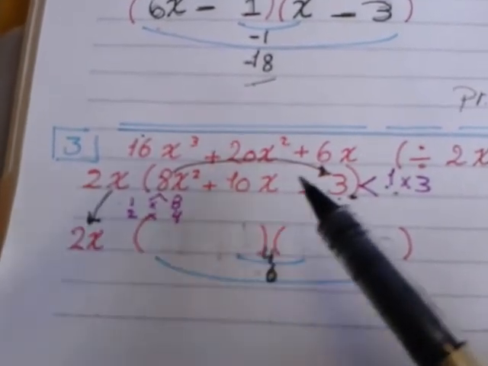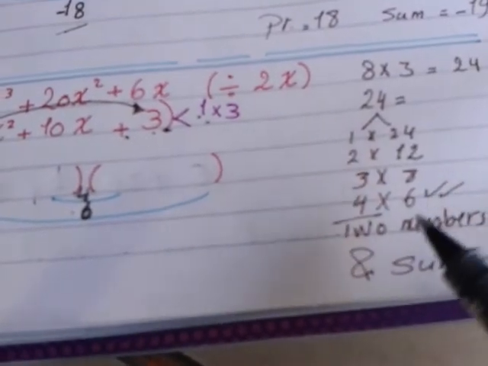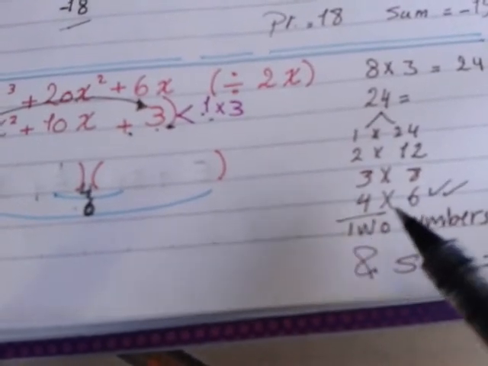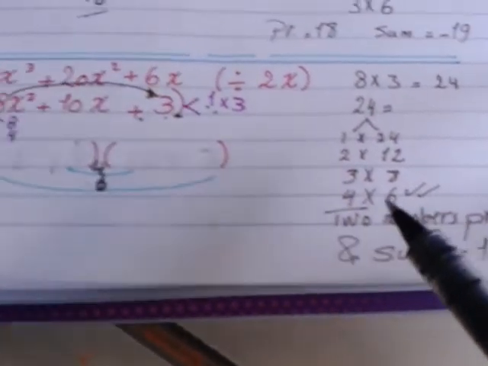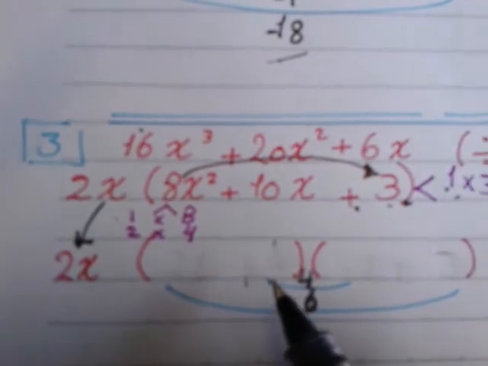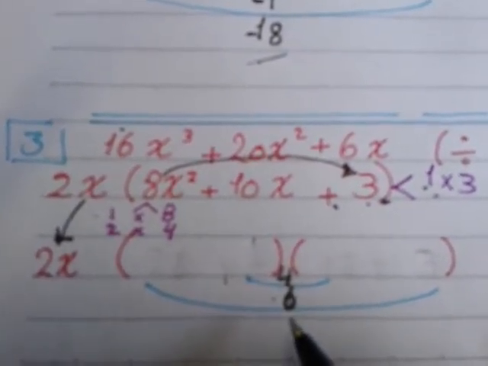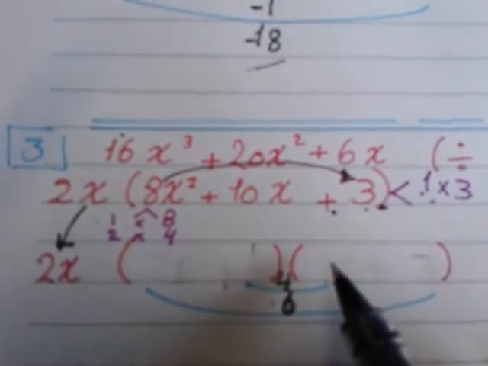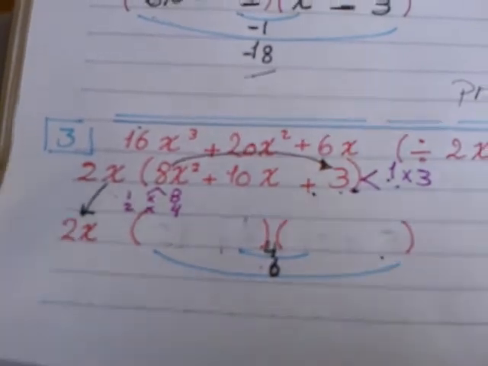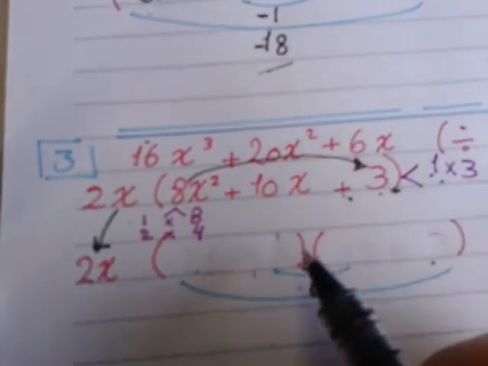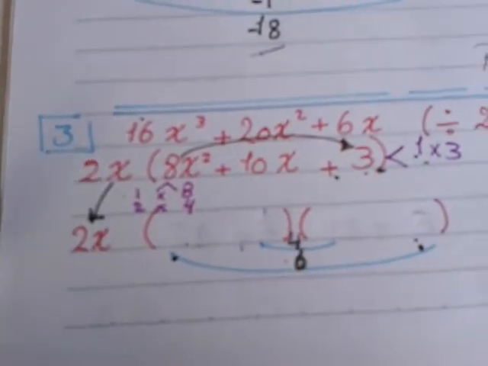So from all of these factors, I have 4 times 6. Their sum equals 10. Yes, their sum equals 10. I will put them here: I will write on the small arc 4 and the bigger arc 6. I need two numbers here and here, the product 4, and two numbers here, the product equals 6. If I'm going to put two numbers here, their product equals 6.